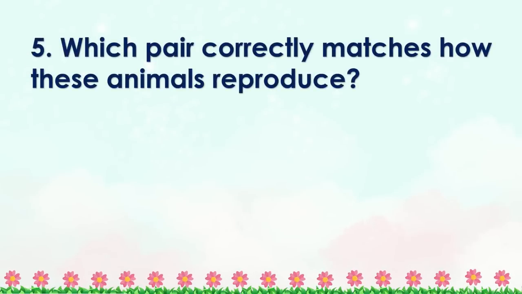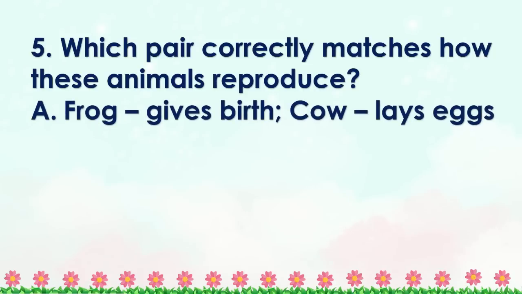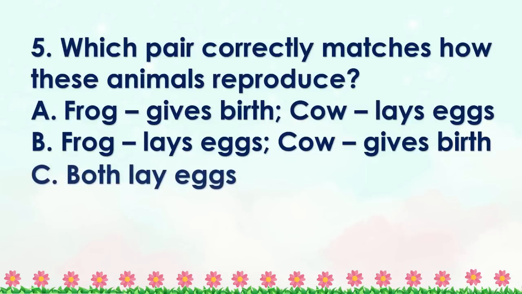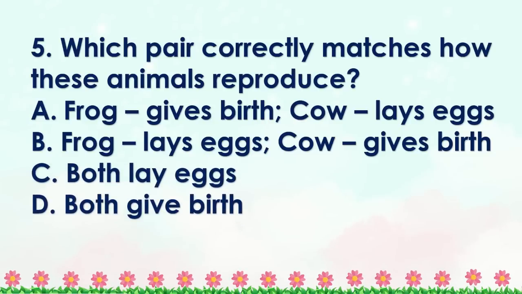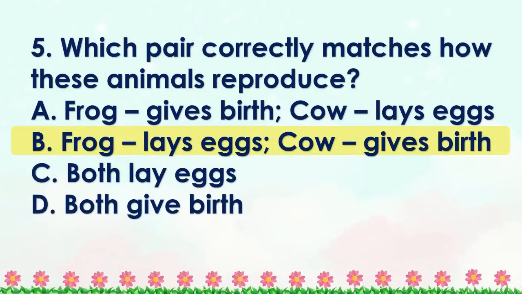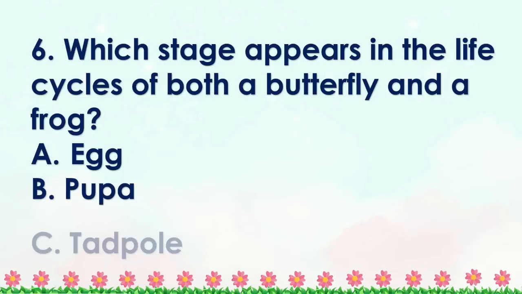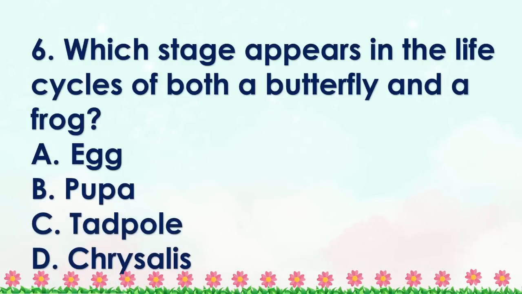Which pair correctly matches how these animals reproduce? Letter B. Frog lays eggs. Cow gives birth. Which stage appears in the life cycles of both a butterfly and a frog? A. Egg.